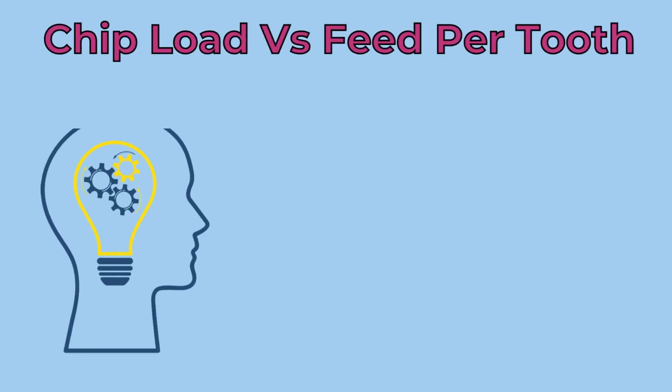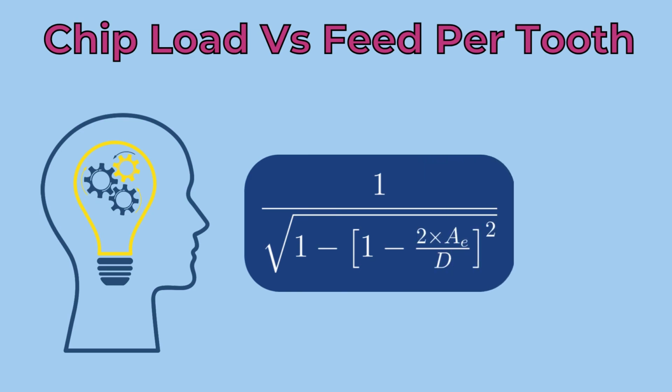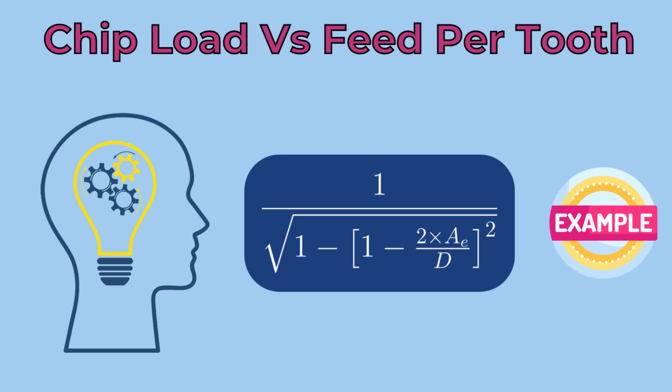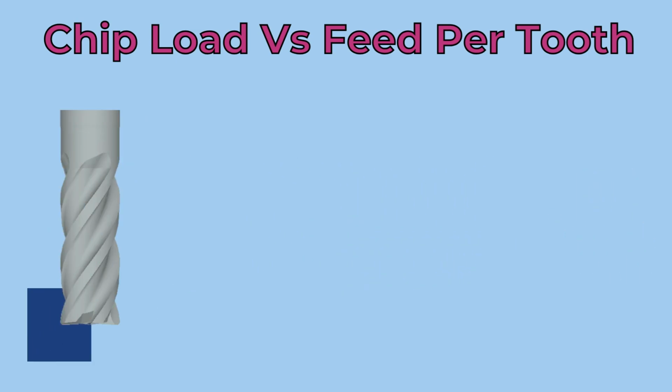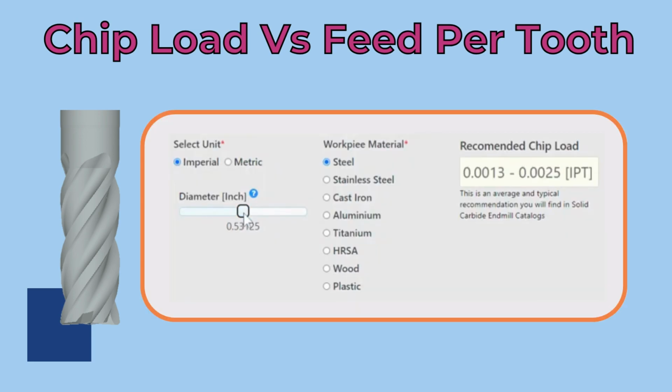A power user will calculate the feed per tooth that gives the desired chip load for his specific case. The difference can be huge. To better understand, let's look at a practical example. The recommended chip load for a half-inch end mill is 0.002 IPT, 0.05 millimeters. By the way, I used the chip load calculator on the Machining Doctor website to obtain it, and I will leave a link to it in the description.